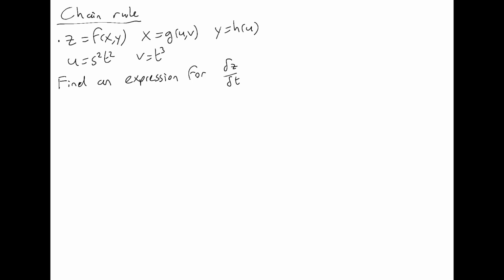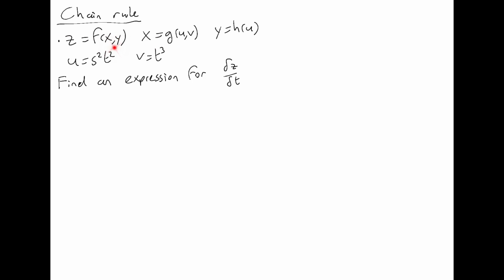Okay, we're going to explain the chain rule here by an example. So what is this chain rule and how do we use it? Well, we want to use it whenever we have a variable z that, in this case, depends on two variables x and y. Well, this is a situation that we've seen many times in the course.